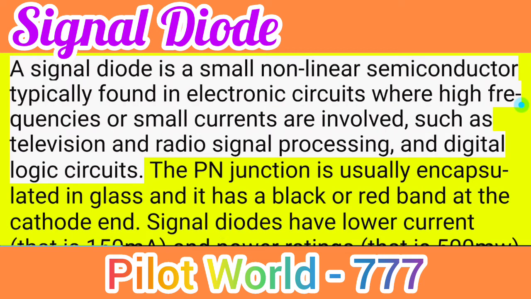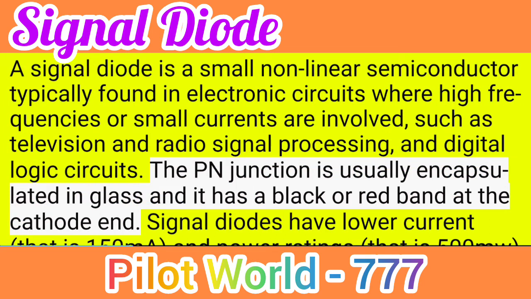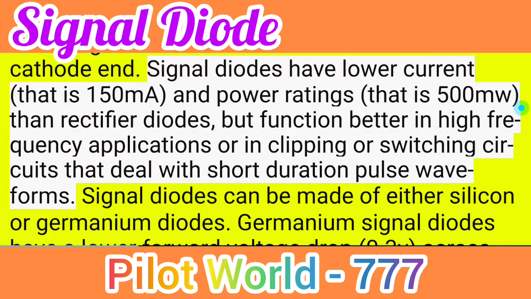Signal diodes. A signal diode is a small nonlinear semiconductor typically found in electronic circuits where high frequencies or small currents are involved, such as television and radio signal processing, and digital logic circuits. The PN junction is usually encapsulated in glass and it has a black or red band at the cathode end. Signal diodes have lower current, that is 150 mA, and power ratings, that is 500 mW, than rectifier diodes, but function better in high-frequency applications or in clipping or switching circuits that deal with short-duration pulse waveforms.